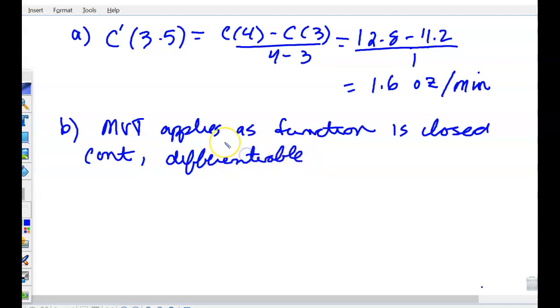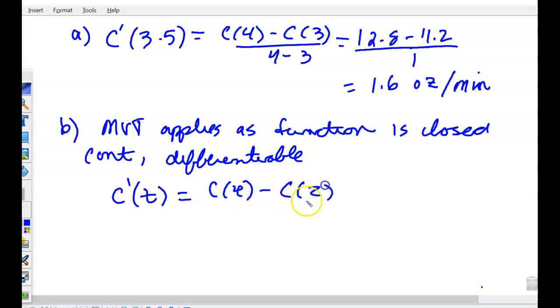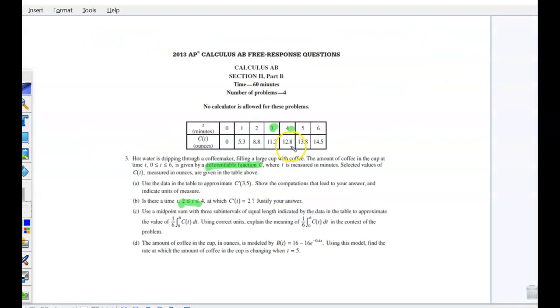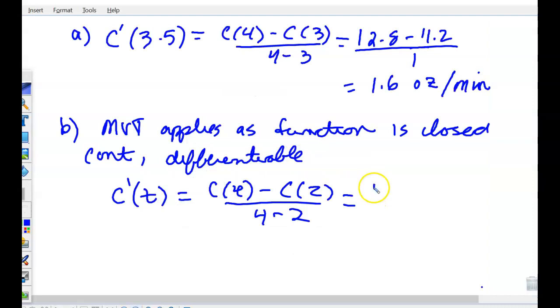And if you remember, the mean value theorem says that the derivative, and in this case, is there a derivative? And the derivative would be c of t, such that the average rate change equals instantaneous rate change, and they want us to go from 2 to 4. Well, if I do the average rate change from 2 to 4, it would be 12.8 minus 8.8, all divided by 2. And if you work that out, I get 4 over 2, which is 2.